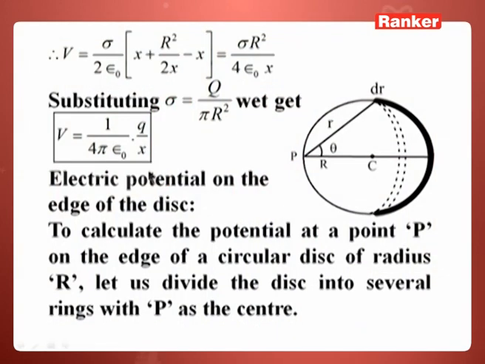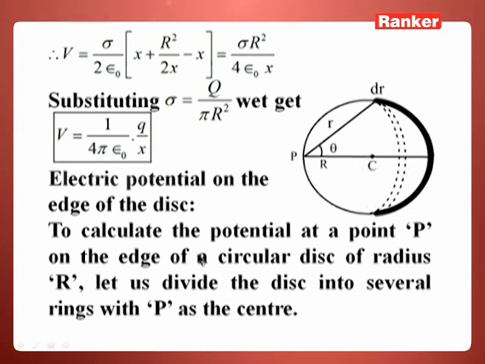In the same manner, they may ask you to calculate electric potential on the edge of the disk. This is the disk that is considered. On the edge of the disk, imagine a point P here. This being the center, this being the radius. Let us consider this angle as theta, and this distance from the point P to the center is the radius of that disk.